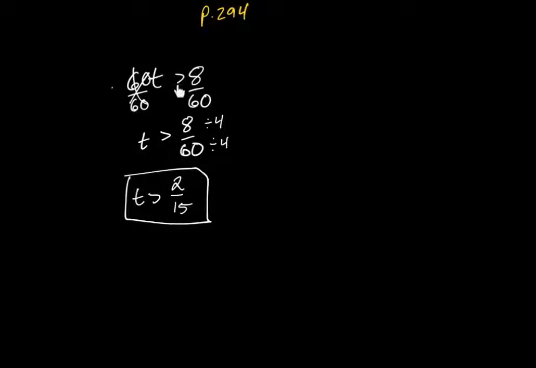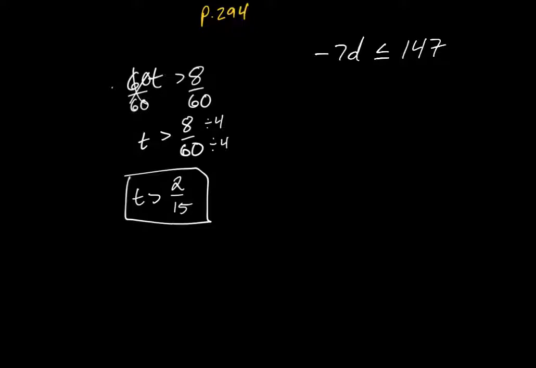Why did it stay the same? Because I never divided by a negative number. I divided by 60, but 60 was positive. Okay, one more example. Let's do negative 7d is less than or equal to 147.